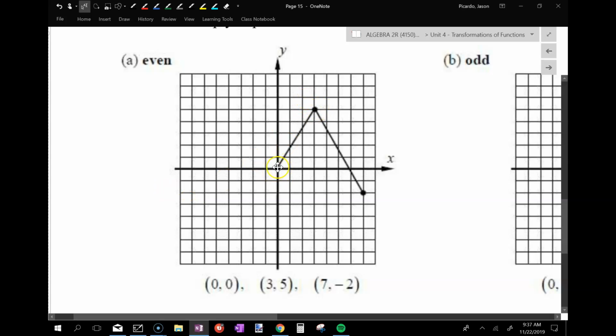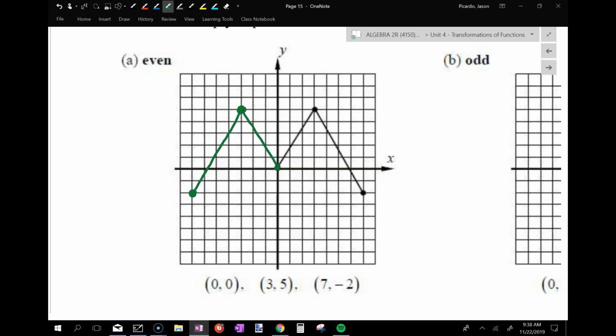Okay, so this point right here, do I actually have to move that at all? Why not? Because it's on the y-axis. It's sitting on the y-axis, so it's not going to move. How about this point? How far away is that from the y-axis? 3. So I'm going to move it over here 3 units away. This point right here is 7 units away from the y-axis. So I'm going to put it 7 units away on the other side. Play connect the dots. And you get this. Looks like an M, right? Would you guys agree that that definitely looks like symmetry to the y-axis?